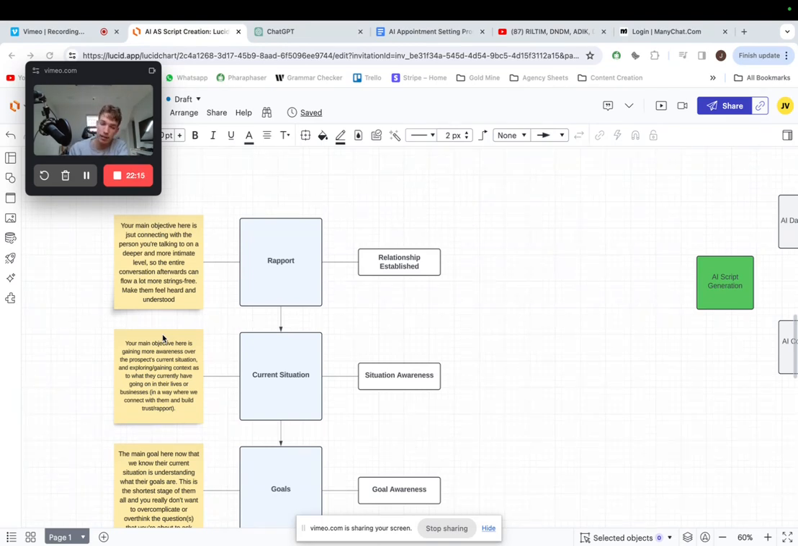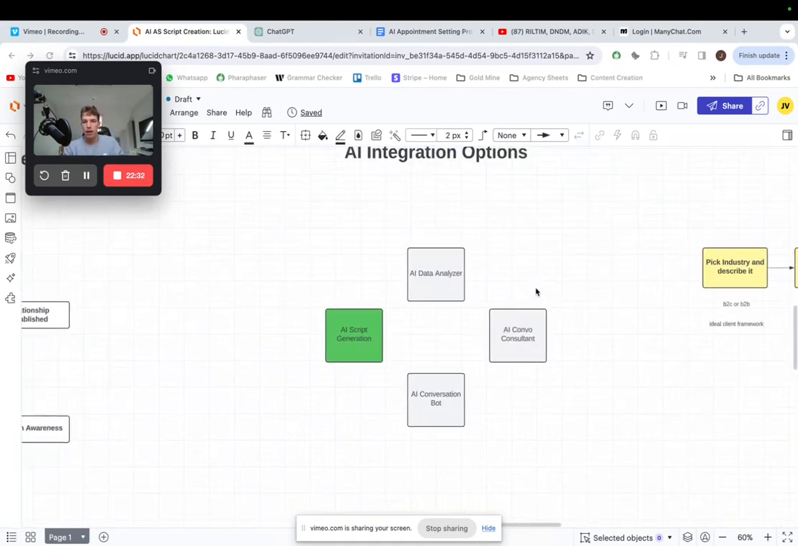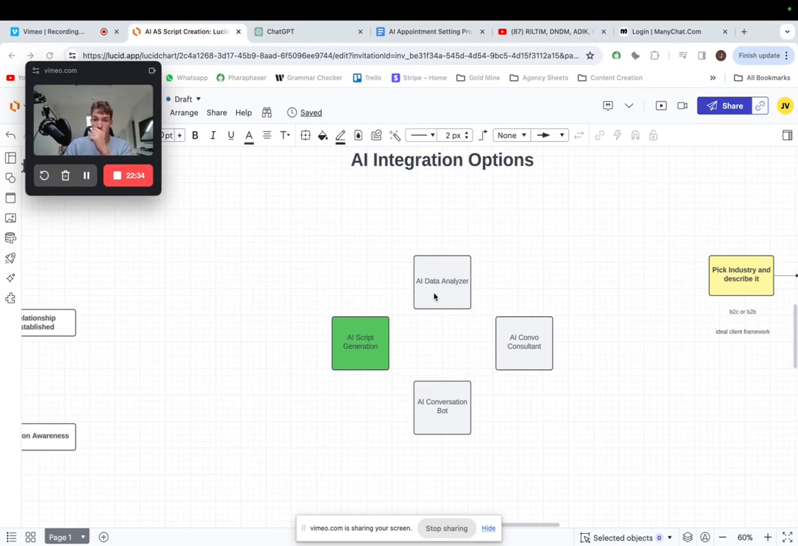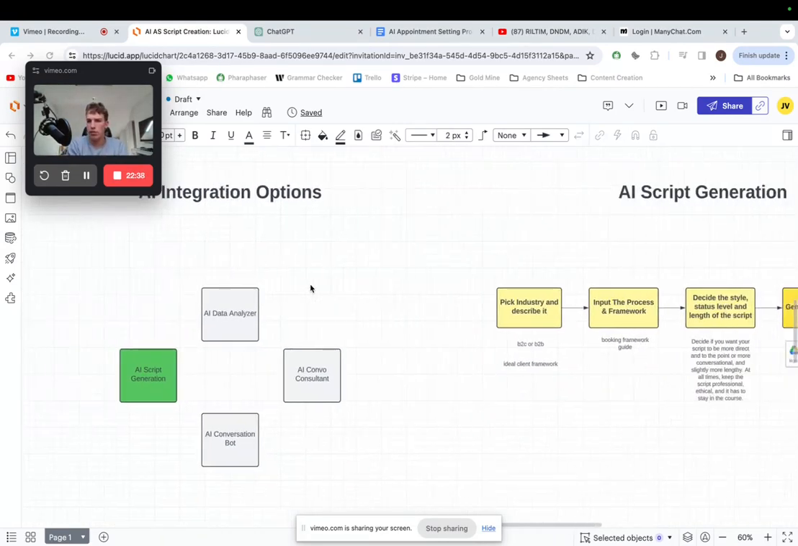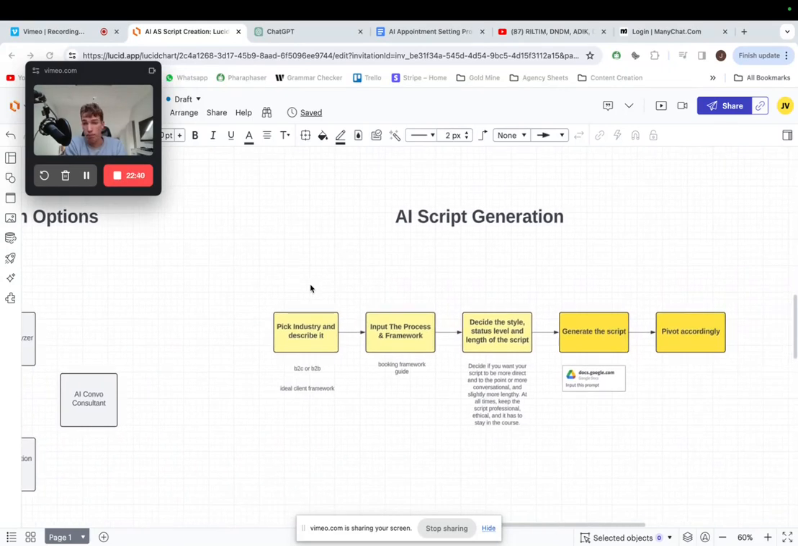So if you can differentiate yourself from bots by connecting with the person on a deeper level, by sounding more genuine, and by leading with value, it's going to be a lot easier to book calls. So make sure you keep that in mind. Cool. So as I said, we're going to focus on generating the AI script, and let's just dive in right away. It's pretty simple.